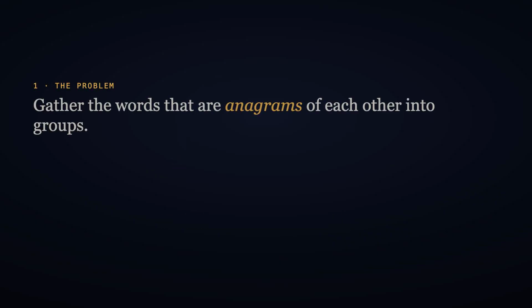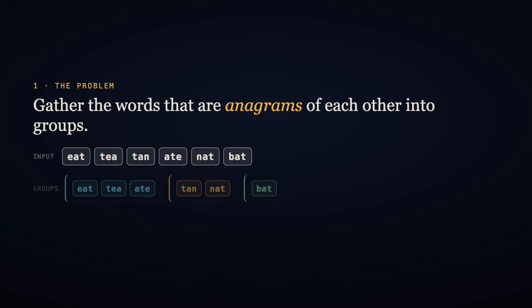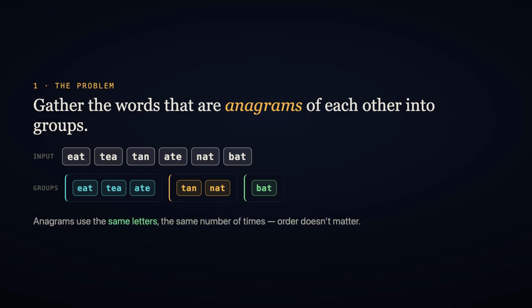Here's the job. You're handed a list of words, and you have to group together the ones that are anagrams of each other. Same letters, just rearranged. Eat, tea, and ate all use the letters A-E-T, so they belong together. Tan and gnat share A-N-T, another group. Bat is on its own. So the answer is these three groups.